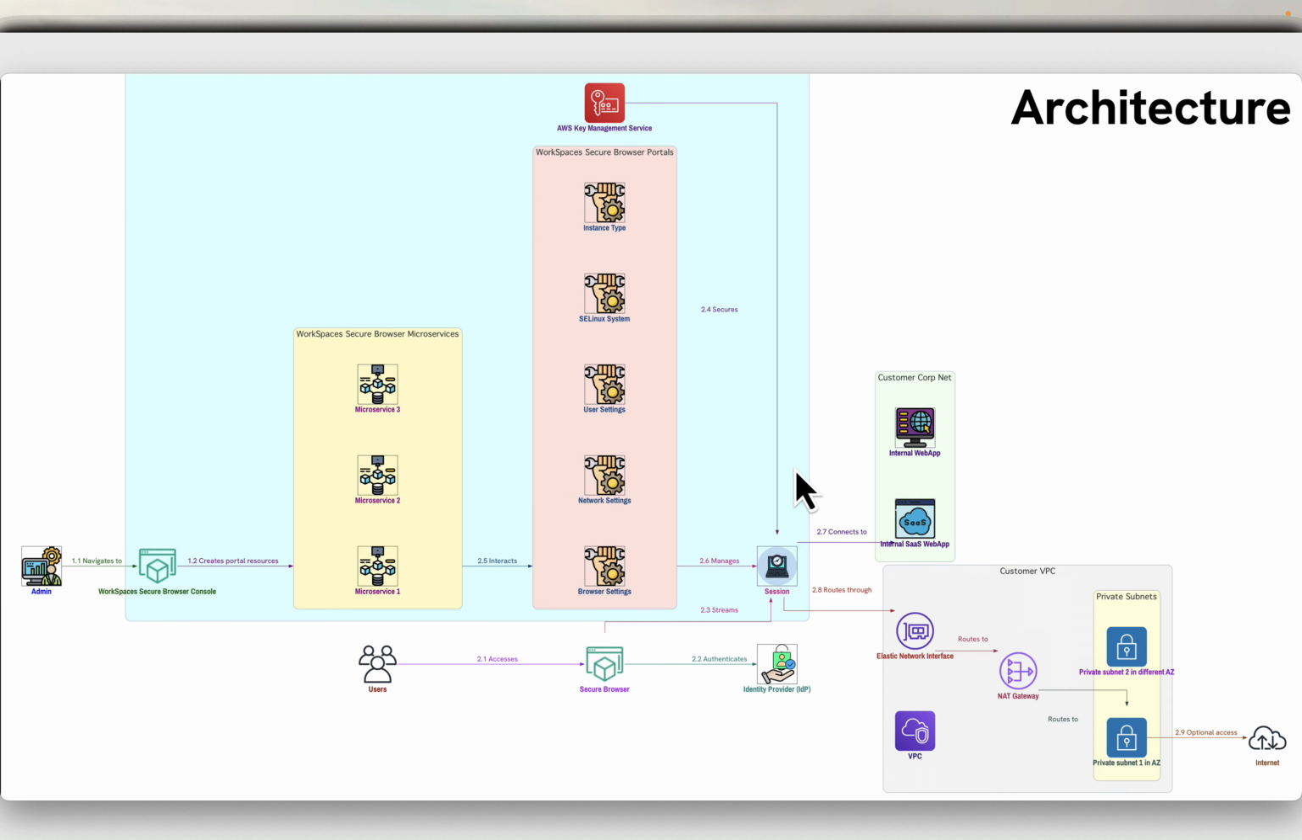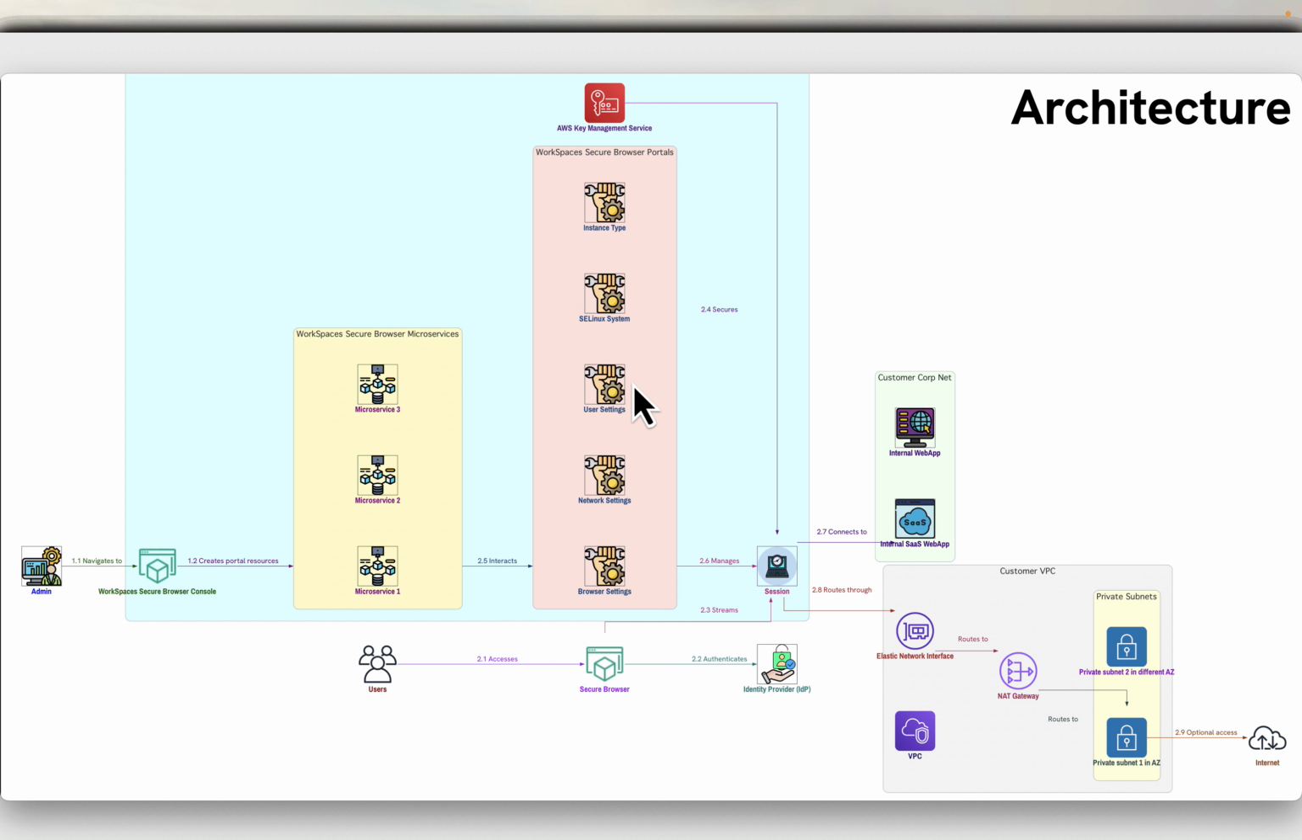Now I will summarize all the concepts in this particular flow. We have two main actors: the admin and the users. The admin manages the environment through the AWS console, while users access the secure browser via the web portal, the portal URL we talked about. The core of the service lies in the AWS managed resources, which include the WorkSpaces Secure Browser console here, microservices that manage browser instances, and portals for configuring settings like browser, network and user preferences.